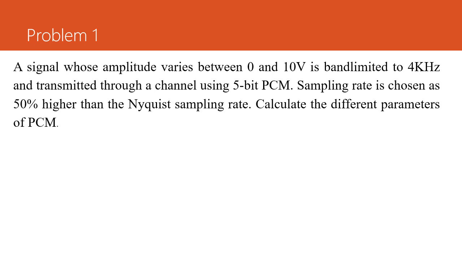We already discussed the PCM parameters, that is quantization level, bit duration, and step size. So depending upon that, we can solve one particular question. A signal whose amplitude varies between 0 and 10 volt, which is band limited to 4 kilohertz, is transmitted through a channel using 5-bit PCM. The sampling rate is chosen as 50% higher than the Nyquist sampling rate. Calculate the different parameters of PCM.